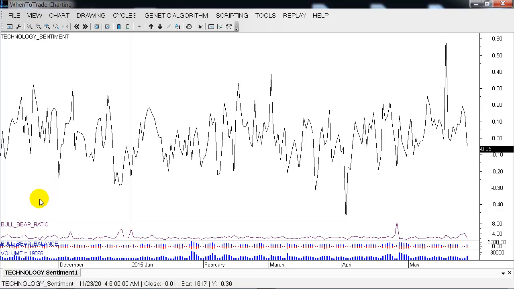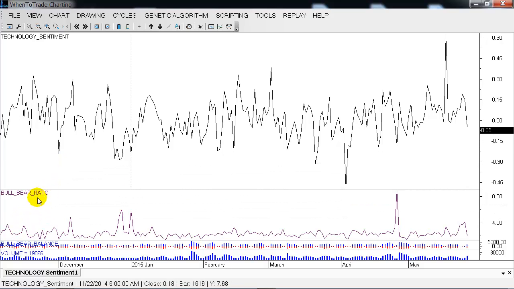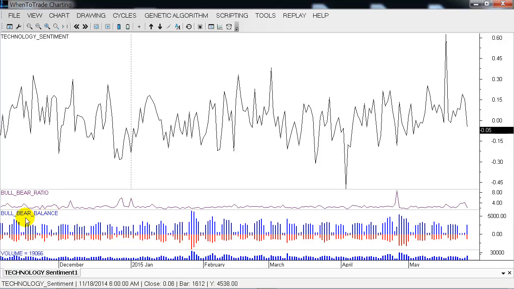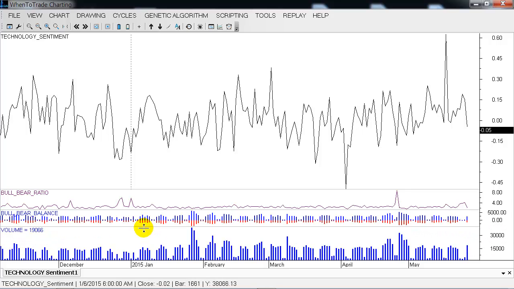PsychSignal delivers additional data, which is also plotted here. So we have the bull-bear ratio. We have the bull-bear balance view on the volume, based on measured messages which indicate bullish language and messages which indicate bearish language, plotted in red here. And we have the overall messages processed, indicated as volume information, which means that on any given day we have the amount of messages which have been processed in the social media area. So we have a lot of information here.